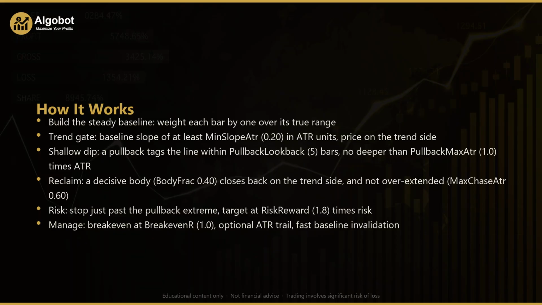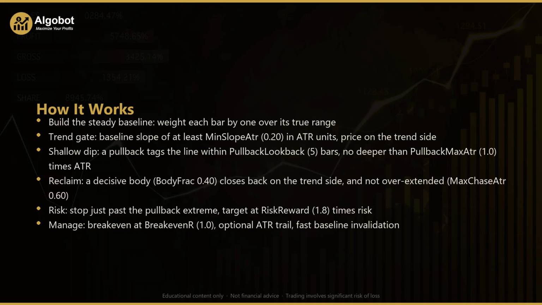The second gate is the shallow dip. Within the last Pullback bars, 5 by default, price must actually pull back and tag the baseline. But the dip may not sink deeper than PullbackMaxAtr times ATR beyond the line, 1 full ATR by default. The idea is simple. A shallow dip means the trend is strong, while a deep dip suggests the trend may be breaking, so the strategy simply skips it.